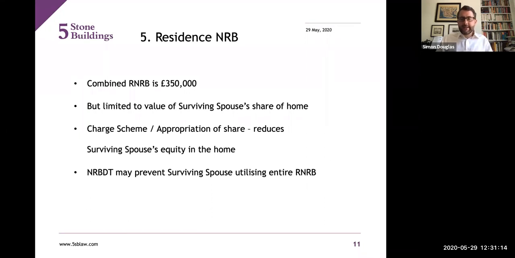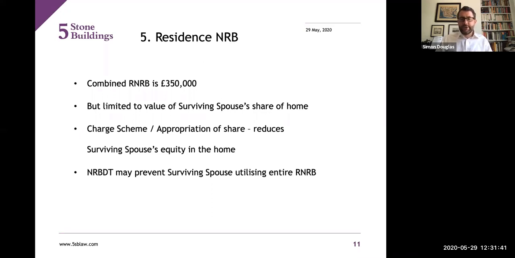And that's a problem for cases where there's a nil rate band discretionary trust, because as we've seen, two of the ways in which these schemes are implemented, so the charge scheme or the appropriation of a share scheme, what they do is they burden the family home with a charge, or they simply take part of the family home out of the surviving spouse's estate.